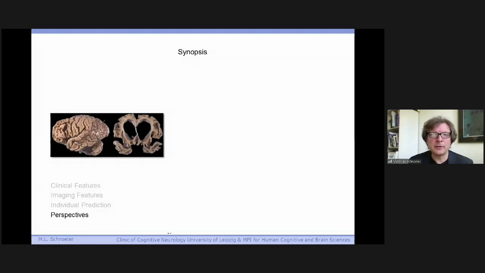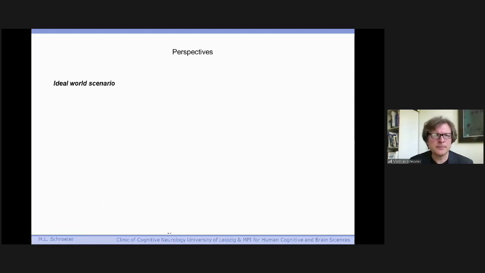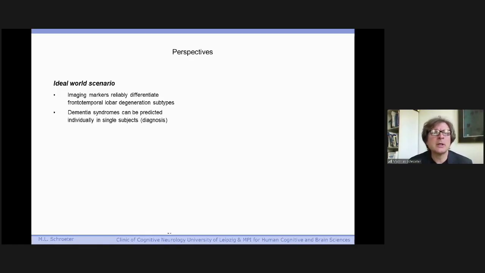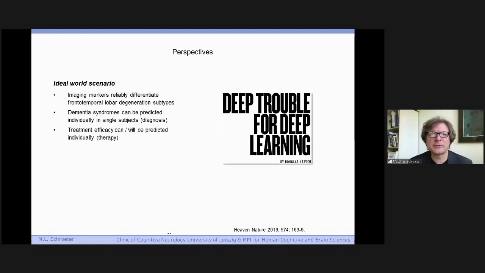Finally, I want to discuss the perspectives of these approaches. I have shown you results from an ideal world scenario. So we can show that imaging markers reliably differentiate frontotemporal lobar degeneration subtypes. We can also show that dementia syndromes can be predicted individually in single subjects, and that we can predict treatment efficacy individually. However, there has been a discussion about methodological limitations of all these multivariate approaches.